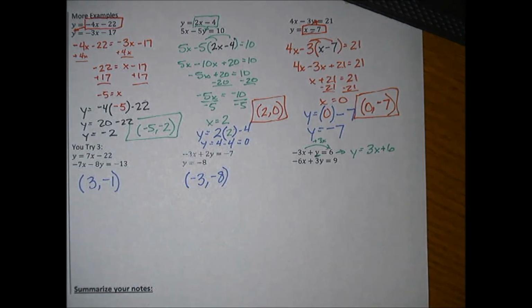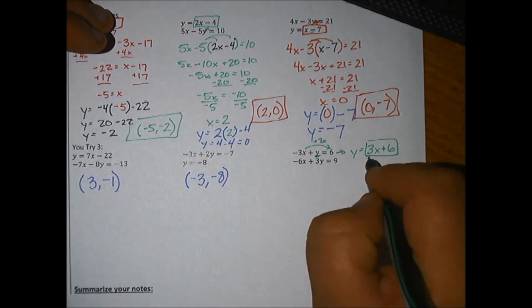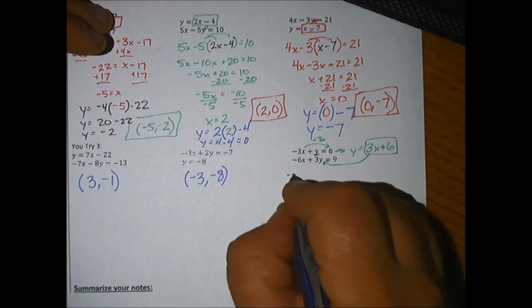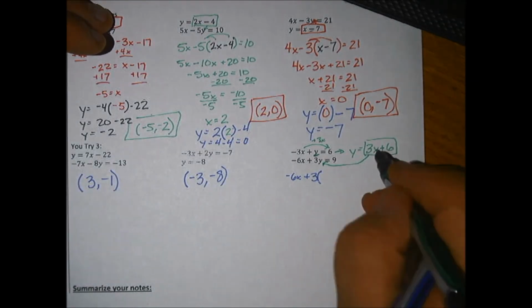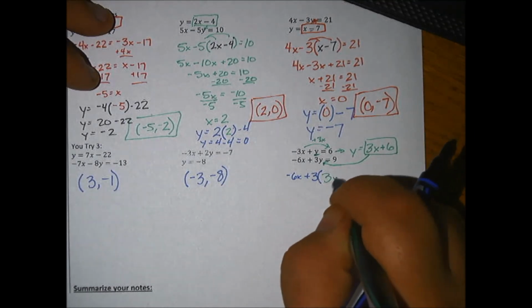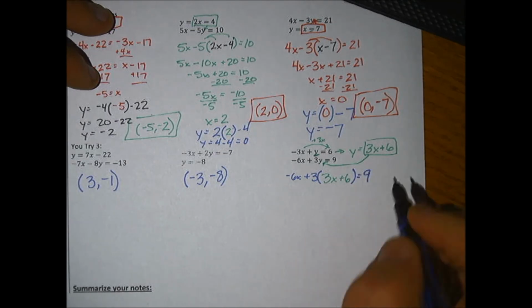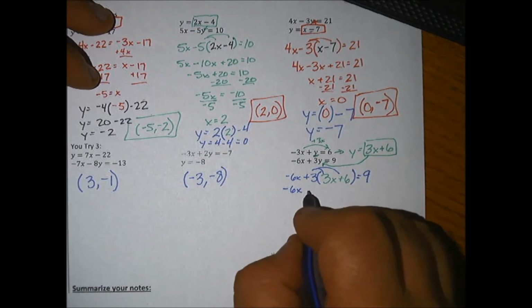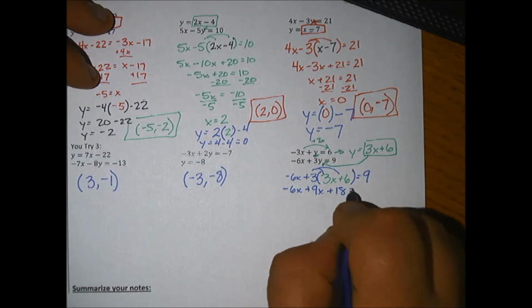Okay. So now that I know an expression for y, I'm going to plug that in for the y in the second equation. So that'll give me negative 6x plus 3 times that mess, 3x plus 6, and that's going to be equal to 9. Let's see what happens when we simplify this. Negative 6x, distribute, plus 9x plus 18 equals 9.